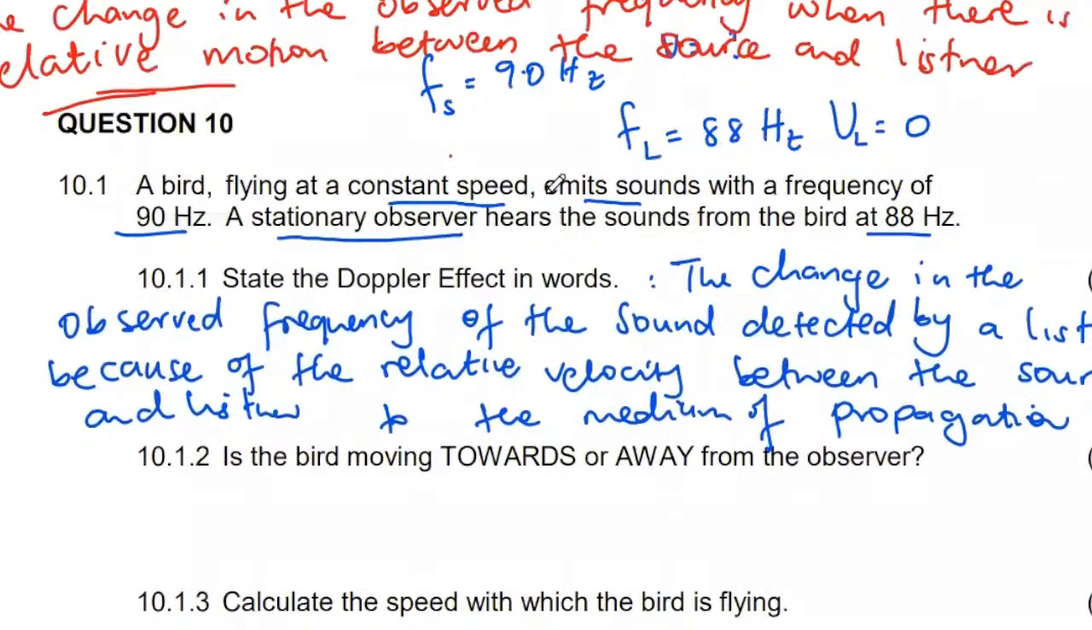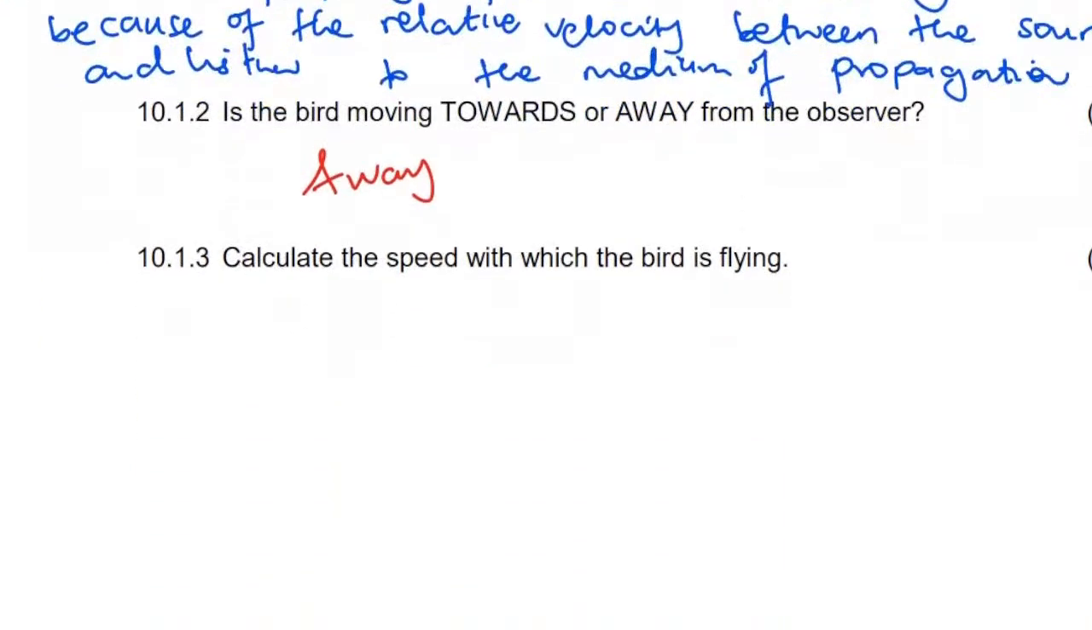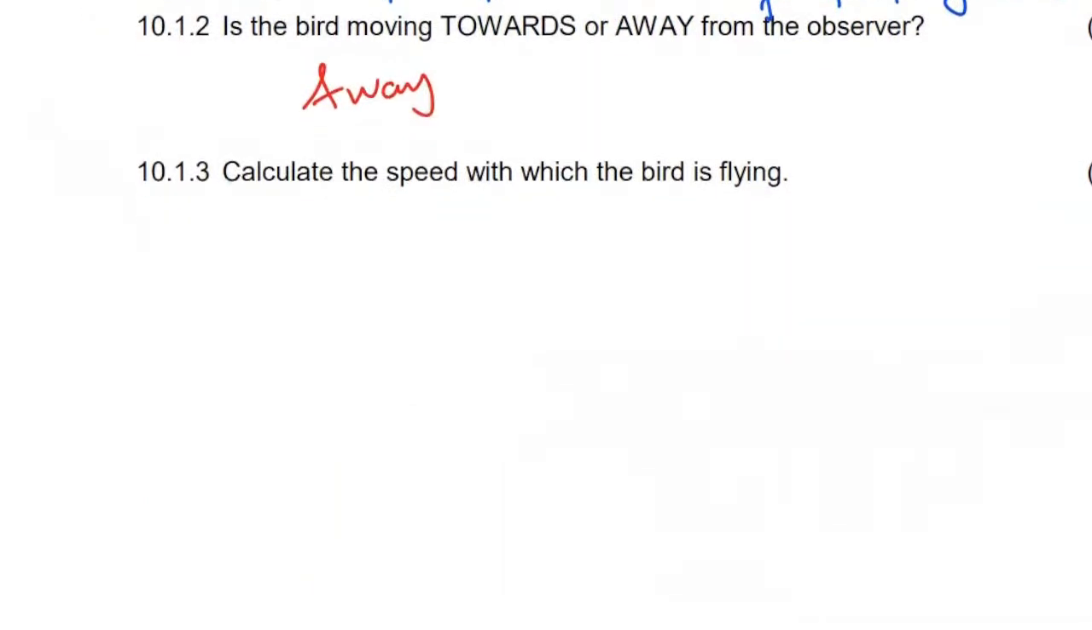When we look at the frequency that the source is emitting, it is 90 Hertz. The frequency being received by the listener is 88. Which means the listener is receiving a smaller frequency compared to what was emitted, which means the bird is flying away. Okay, and then they want us to calculate the speed with which the bird is flying.